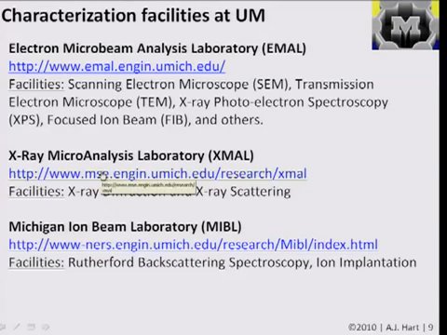There are a whole bunch of different shared facilities. And you can look into these if you actually want to use or see some of this kind of equipment.